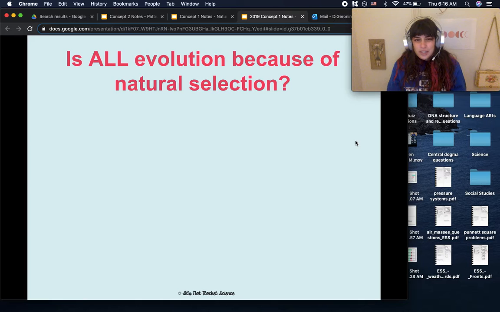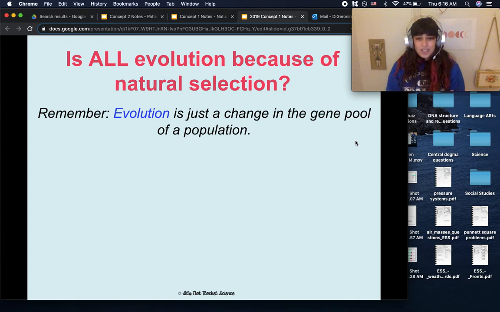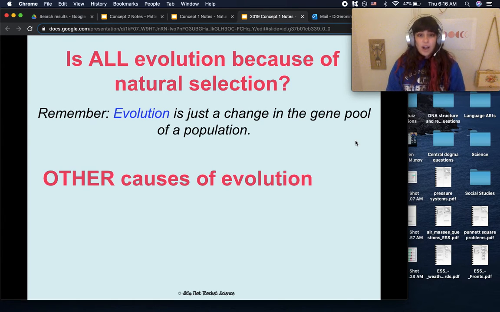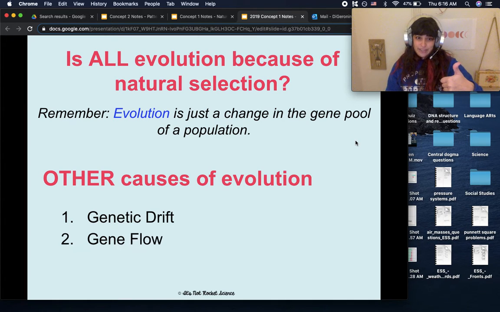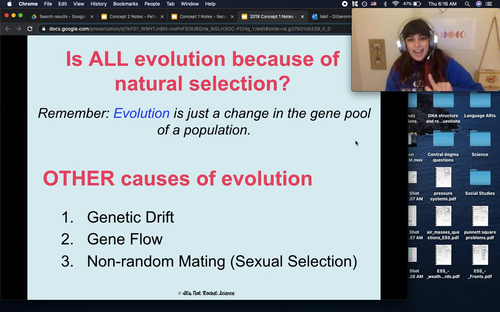Is all evolution because of natural selection? You're correct if you said no way! Evolution is just a change in the gene pool, and there are a few other ways that we can cause that. The 3 that we're going to learn today are genetic drift, gene flow, and sexual selection. We are going to go in order today, and we're going to try really hard to make sure we know the difference between drift and flow. By the end of this video, you're going to be able to read a situation and decide which of these 3 patterns it follows.